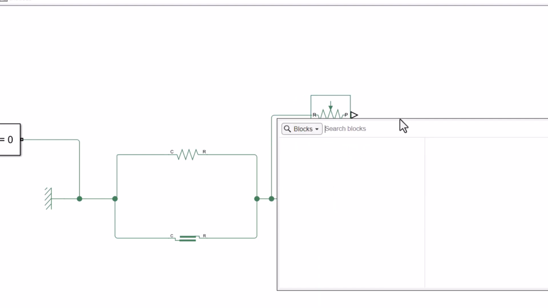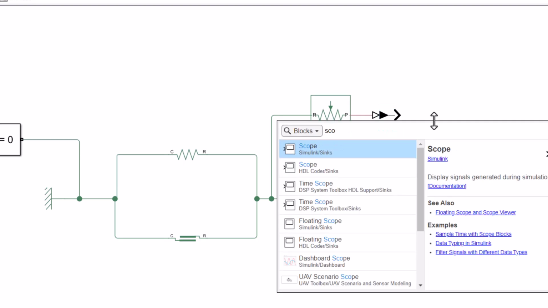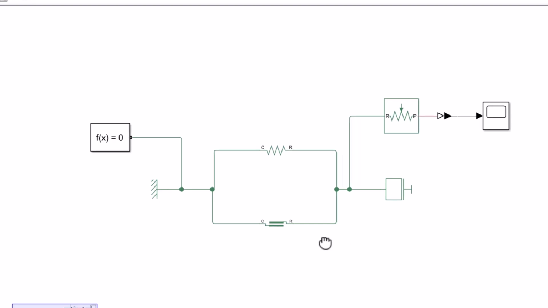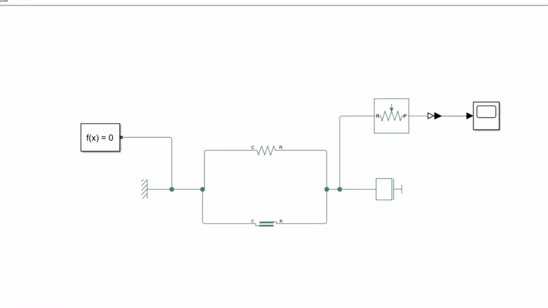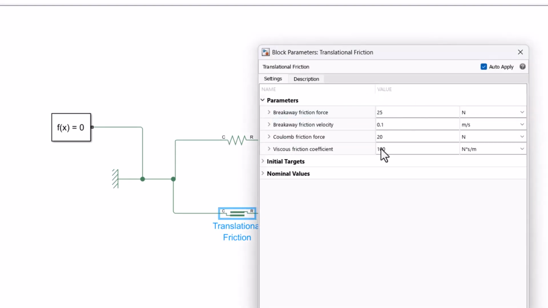So I add a PS Simulink converter, and I add a scope block to see the position of the system. Now the only remaining block is the friction block. And if I double click on it, you see I have all these settings which I have to set. It asks for breakaway force and breakaway friction velocity and Coulomb friction force and viscous friction coefficient. And you can see that it asks for forces instead of, for example, friction constants.